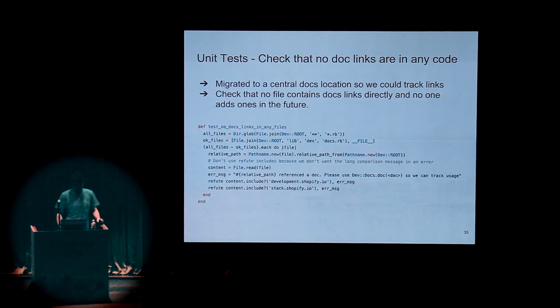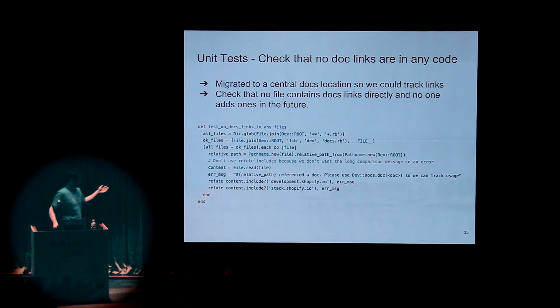And so unit tests can actually be used to test the code itself without even running it. And so this is another example. Within one of our code bases, we wanted a central docs location so we could track usage. So instead of directly embedding them in error messages, we have a central location that tracks usage. And so what we do is we literally go over all the Ruby files in the entire project and say, if any of these literally include the substring development.shopify.io or stack.shopify.io, fail this test. And we fail it because it references a doc. Please use this alternative solution so we can track usage. And this tells you why it failed, what failed, and gives you a resolution step all in one sentence.